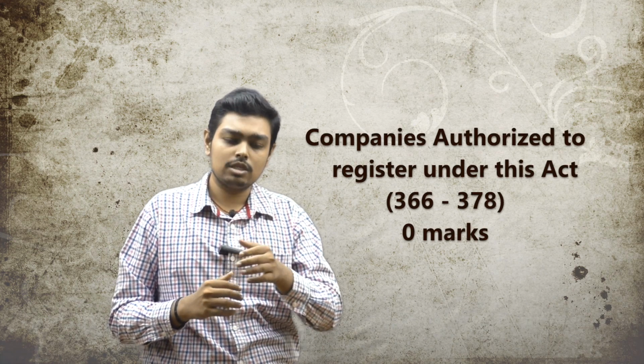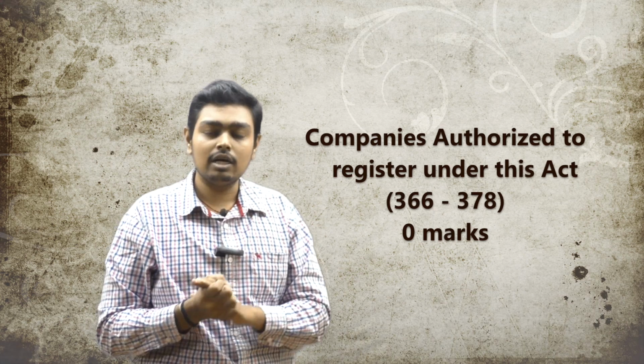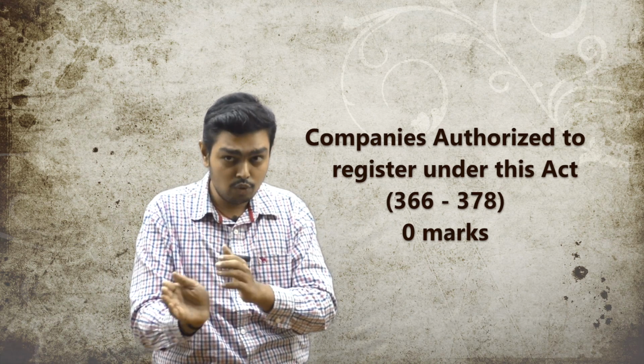Then companies capable of being registered under this Act, section 366 to section 378. Company, that is a firm, society, whether they can be converted into a company. And in this section a new 4th section has been introduced. This is striking off of the name of the company, winding up of unregistered company, a new topic which has been introduced. Striking off of unregistered company, winding up of unregistered company has been introduced very recently. 3-4 sections have been introduced in that part.